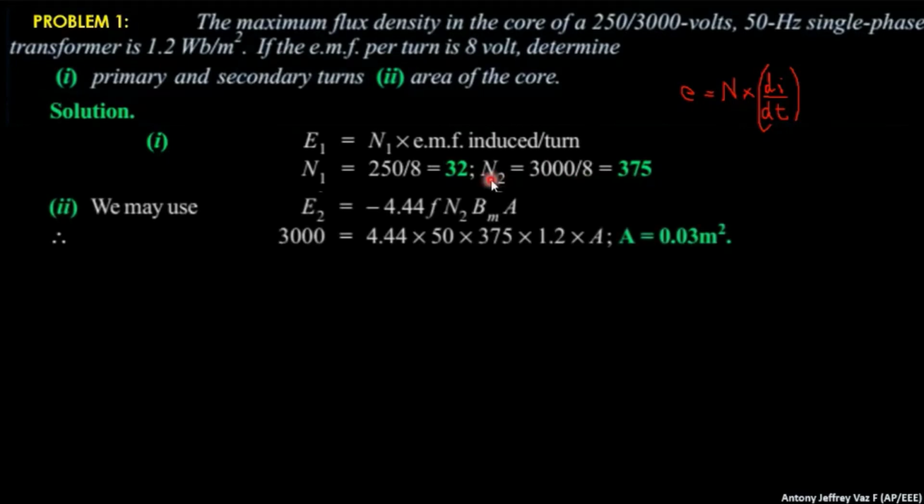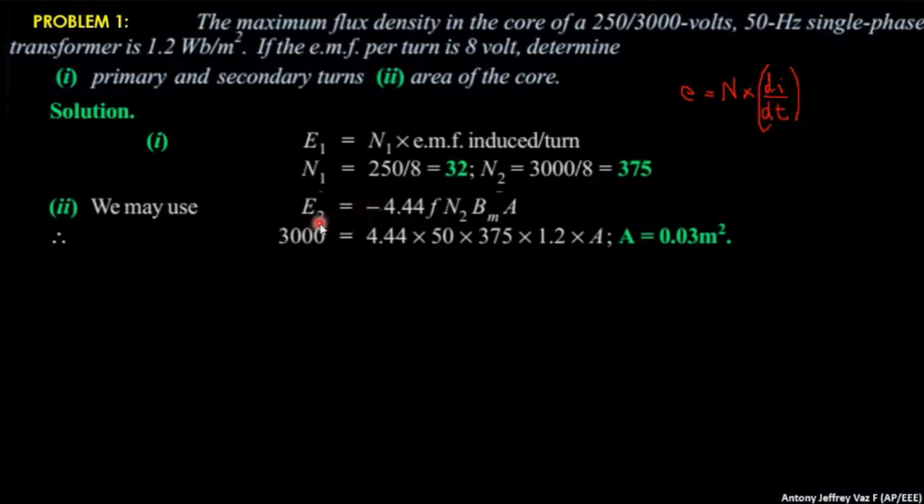Next, what you need to know is the area of the core. To find the area of the core, you have the formula: the total induced EMF in the secondary, E2, is equal to 4.44 F N2 Bm A. You can neglect this minus term, it is not needed. Make it plus, or you can just remove this term.